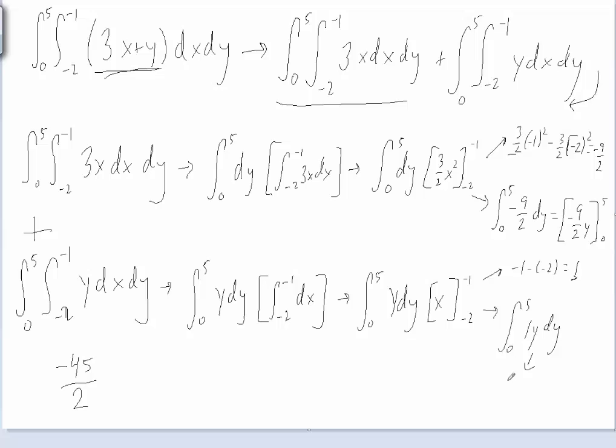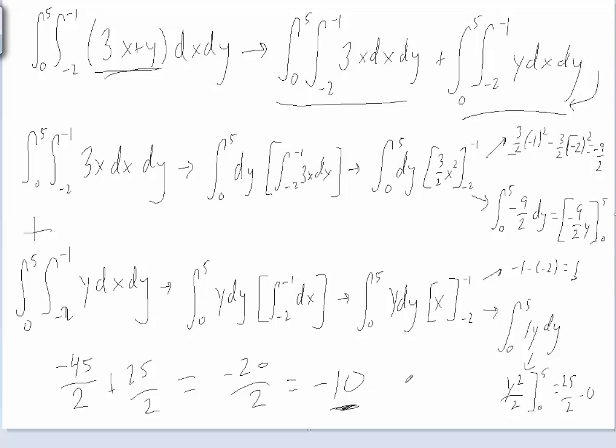That integral is going to be y squared over 2, evaluated from 5 to 0, which will give us 5 squared over 2 minus 0 over 2, or 25/2. So that's the value of the second integral. And when we add those together, we get negative 20/2, or negative 10.